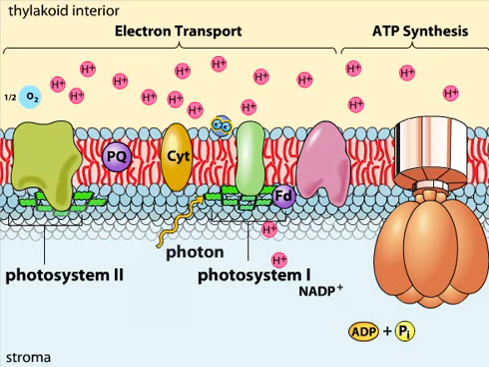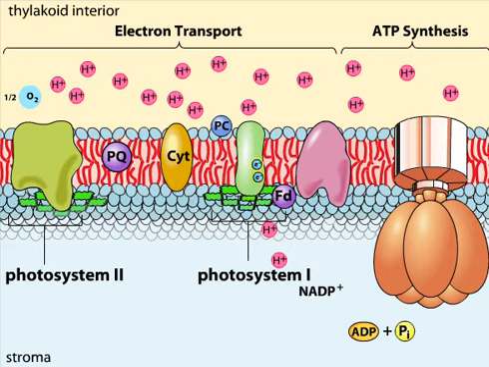When photons strike photosystem 1, the light energy is absorbed and transferred to a chlorophyll molecule in the reaction center. With each photon, the chlorophyll molecule donates an excited electron to an electron acceptor. Electrons from plastocyanin replenish the electrons lost from the chlorophyll molecule.